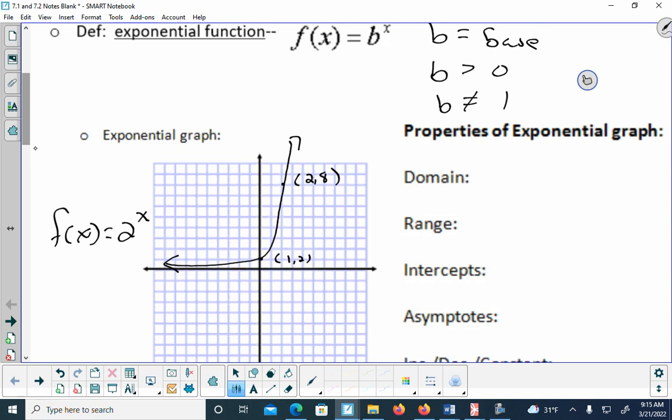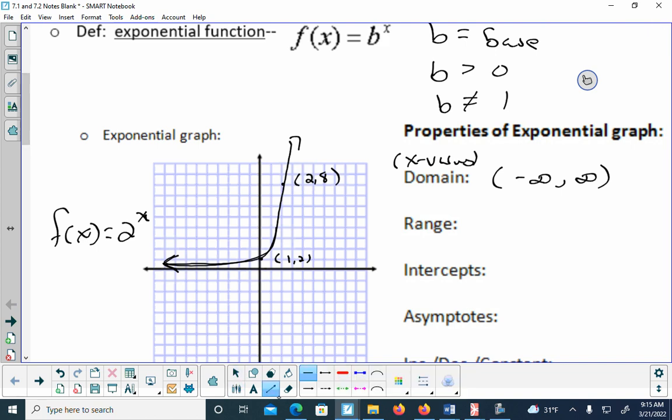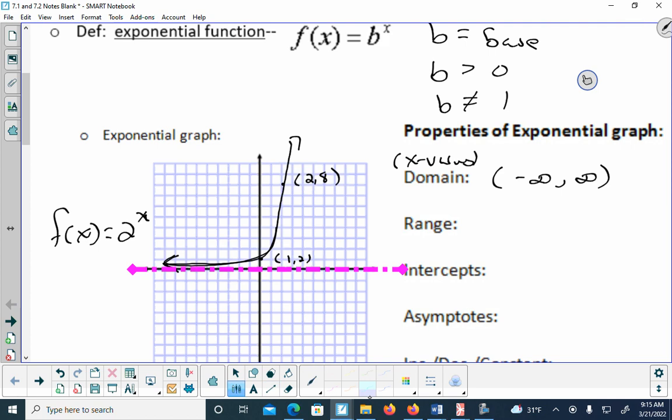What I'm going to know about this is that my domain is going to be negative infinity to infinity. Domain, remember, are my x values, and I can put any x value that I want into this exponent. My range is what my y values are going to be. I can see here that I'm going to have this horizontal asymptote at y is equal to 0. It's not going to cross that line. So all my y values are going to be above that, so my range is going to be from 0 to positive infinity.